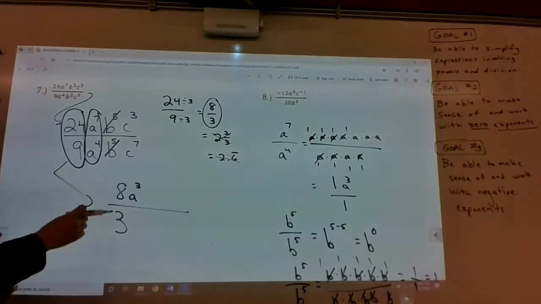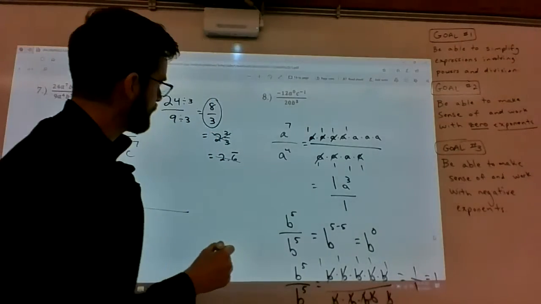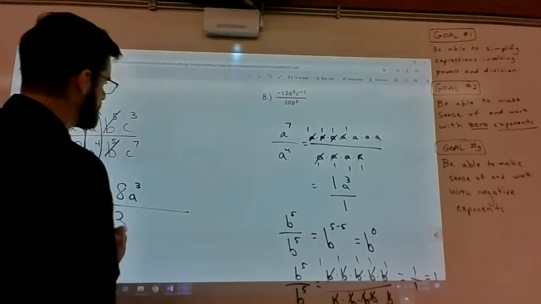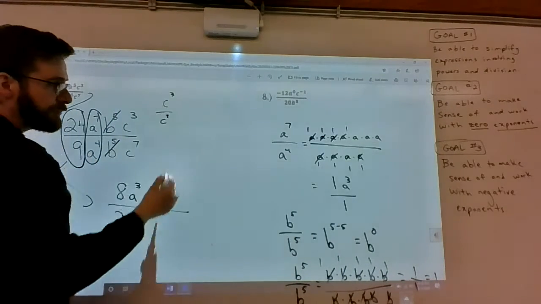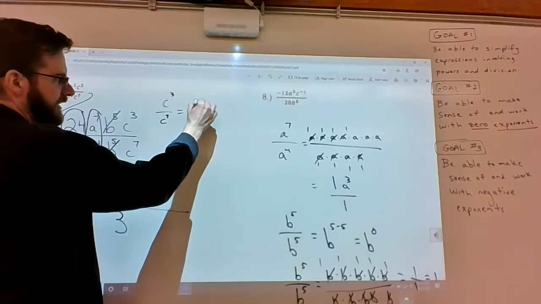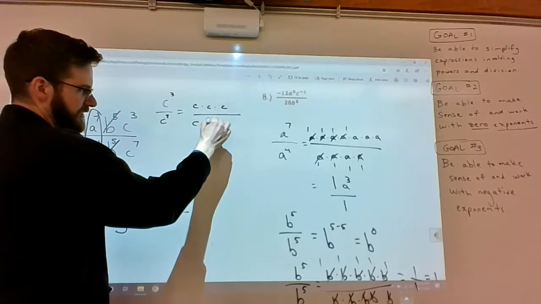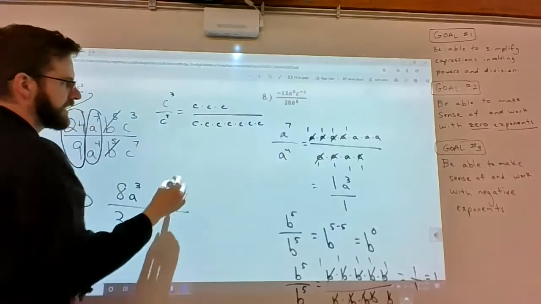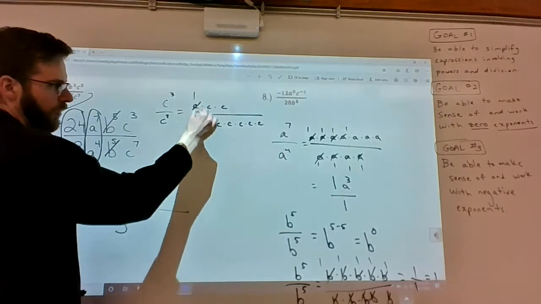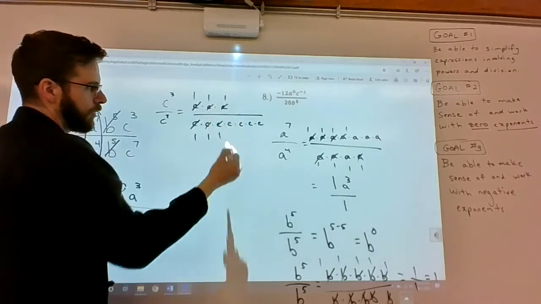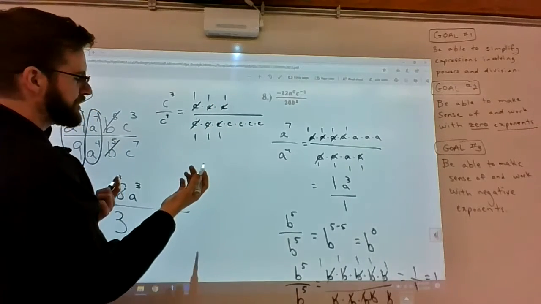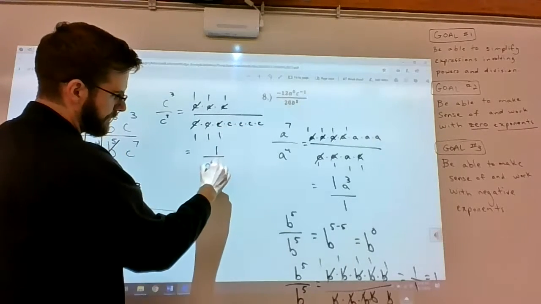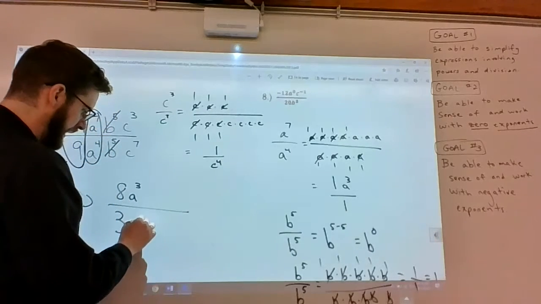Now this is interesting. You've got c³. I ran out of room here. That's okay. c³ divided by c⁷, if we do the expansion that I showed here and here, c, 4, 5, 6, 7, these will still cancel as 1/1, 1/1, 1/1, which means that you should have a 1 on top and a c to the 4 on the bottom. Now this is our final answer.